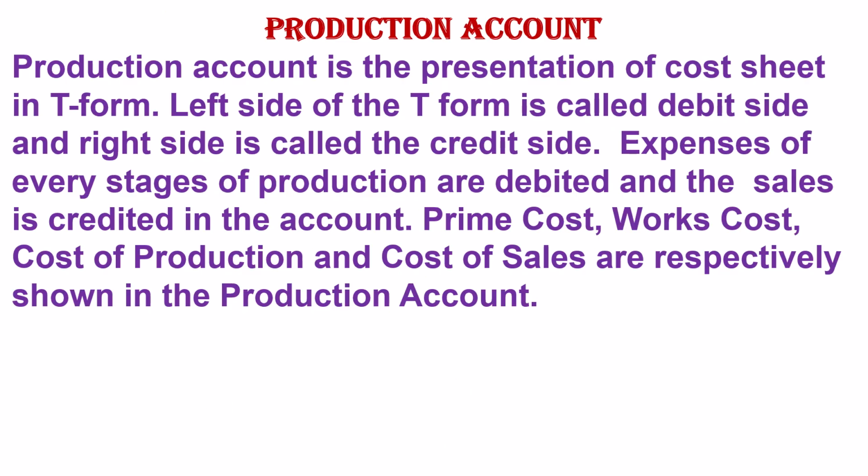Production account. Production account is the presentation of the cost sheet in T form. The left side of the T form is called the debit side and the right side is called the credit side. Expenses of every stage of production are debited and the sales is credited in the account. Prime cost, works cost, cost of production and cost of sales are respectively shown in the production account.